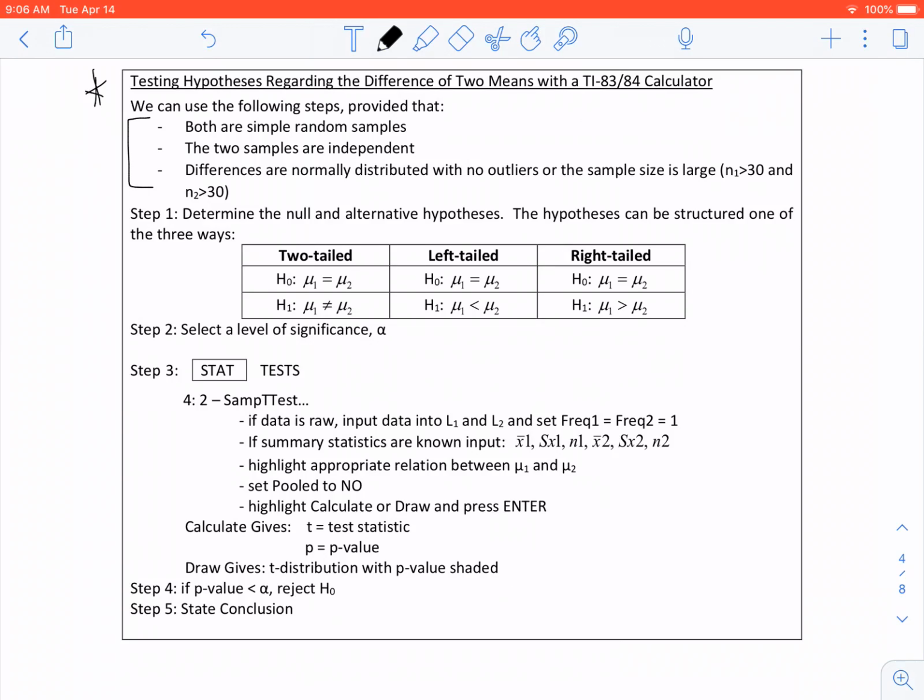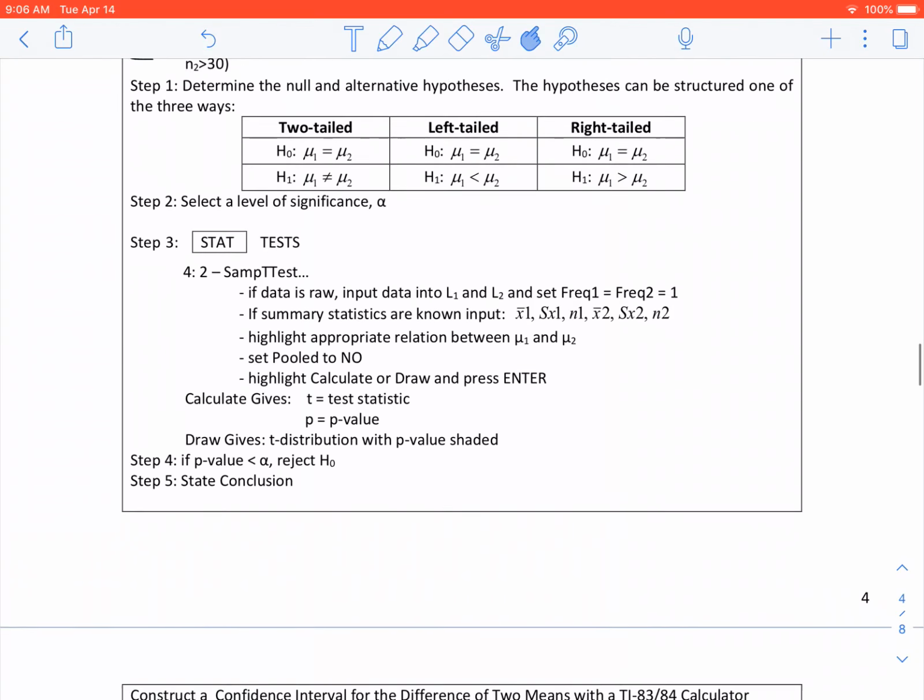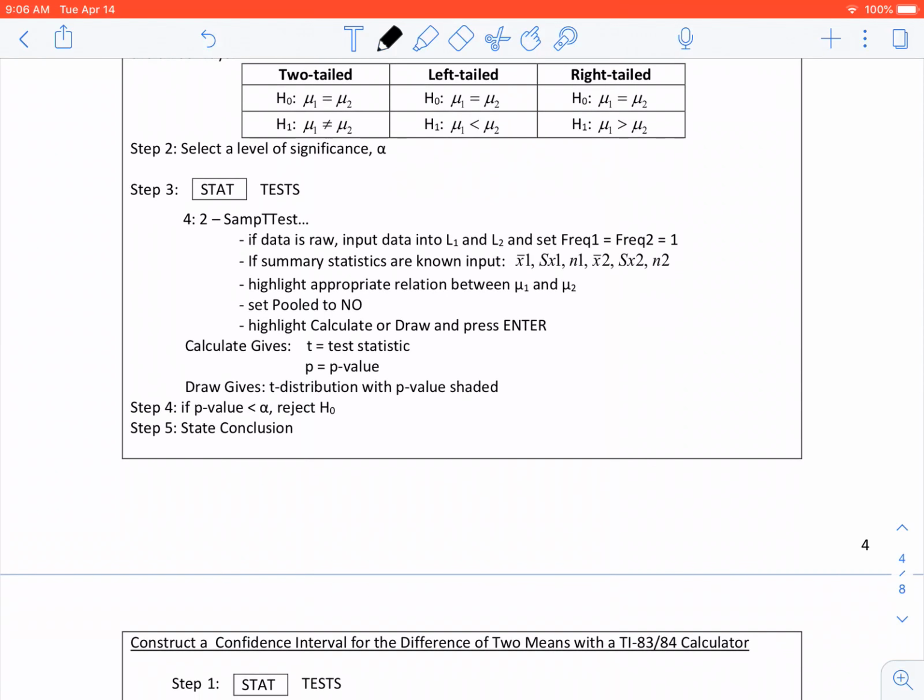Step 3, go to STAT, TESTS, 2-SampTTest, so check and change it if it's something different on your calculator. If the data is raw, input the data into L1 and L2 and set frequency 1 equal to frequency 2 equal to 1. If summary stats are known, you need to input all of these values. Highlight the relationship between mu1 and mu2 in our alternative hypothesis. Select pooled: no. Highlight calculate and enter.